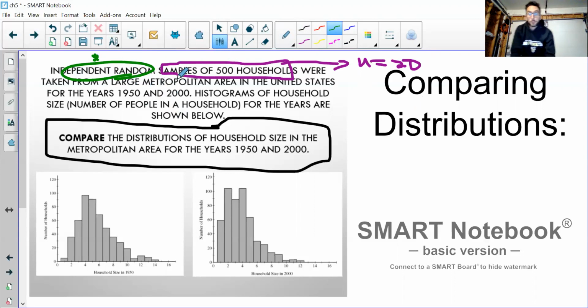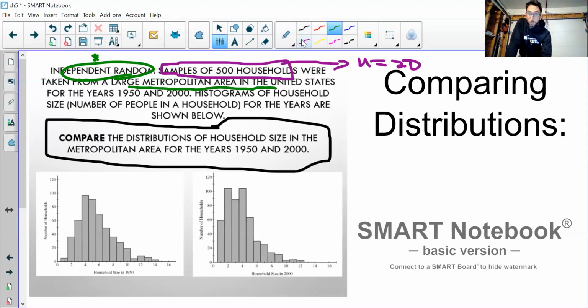Our samples are taken from a large metropolitan area in the US. For the sake of this question, again, this is just familiarizing us with the context, but as we start to think about data collection, we always want to be aware of what population our sample represents, right? What larger group are we representing with these two sample histograms? In this case, it's some large metropolitan area, but it's not the whole country or the whole world, right? It's specific to this metropolitan area.